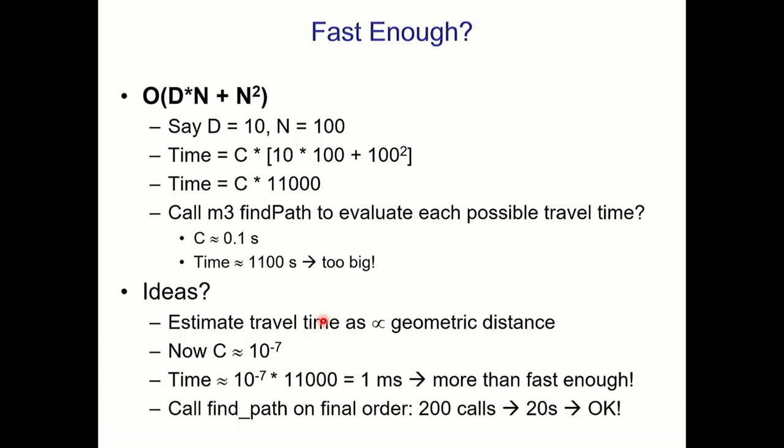After we find the delivery order that we want to travel with, then at the end we're going to call the find path function on the final solution, because we are required to return a vector of paths. That's going to be, let's say for the largest case, 200 calls, because we have 200 deliveries. So that's around 20 seconds at 0.1 second each. So we found a very good solution within 20 seconds, right? That's a good start for this milestone.